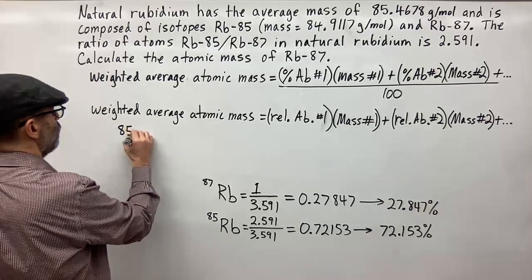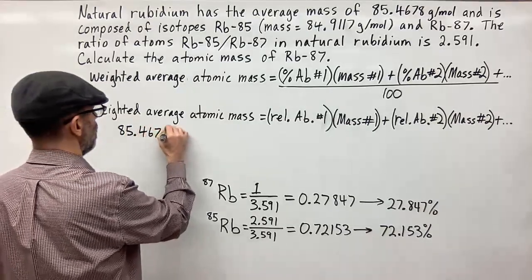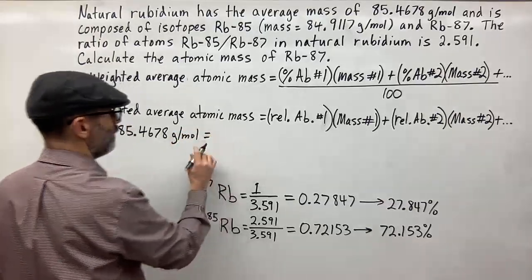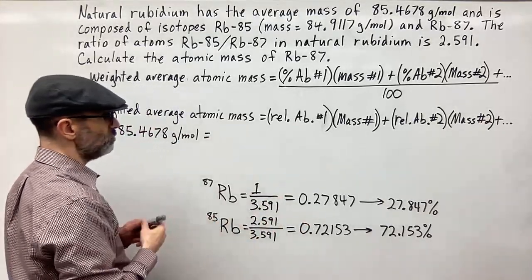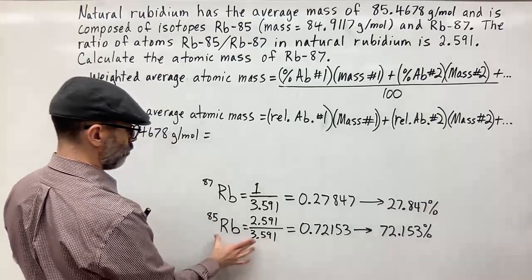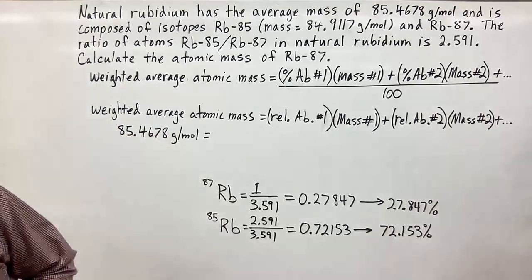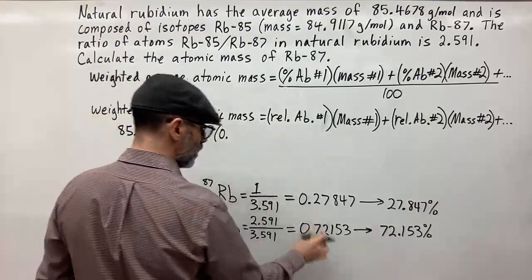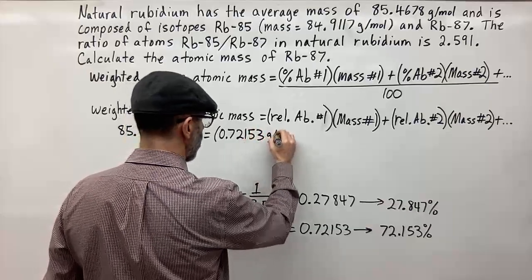So 85.4678 grams per mole. And that's equal to the relative abundance, which I got here. So that's going to be rubidium. Let's do rubidium-85 first. So rubidium-85, that's going to be 0.72153.